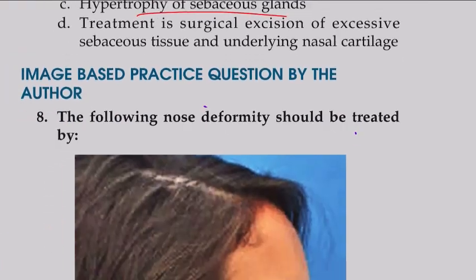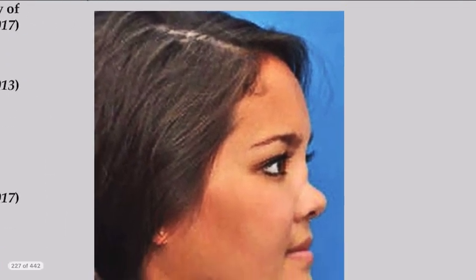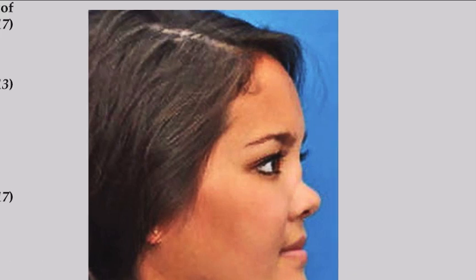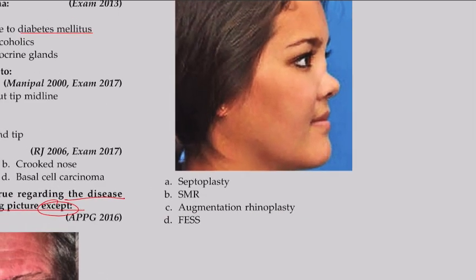Now, the following nose deformity should be treated by. What is this? This is saddle nose deformity. Here we can do augmentation rhinoplasty. So the answer is augmentation rhinoplasty. These were all the MCQs from external nose diseases.